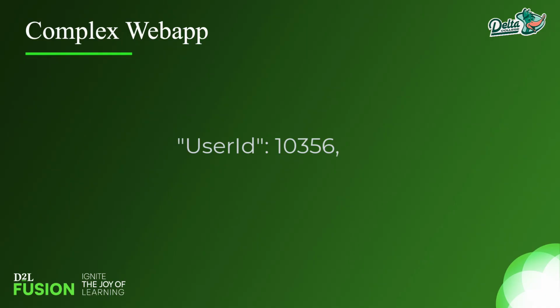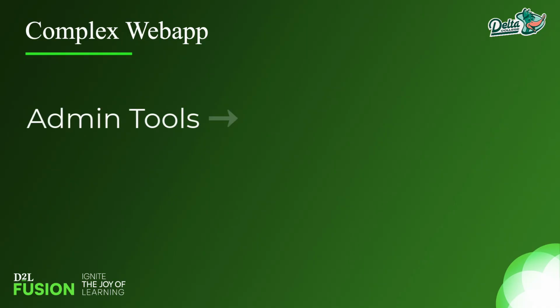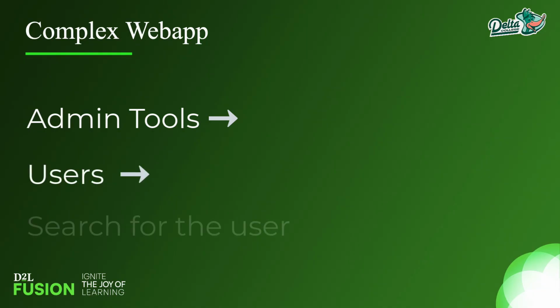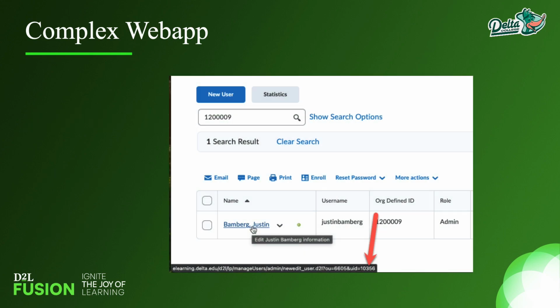The user ID is the number that D2L gives a user in the database. For Delta College, we don't use this number. We primarily use the org-defined ID issued by the college that connects to the student management system. There are 2 ways to grab the user ID number, and the first makes this web app pointless. You could go into Admin Tools, Users, search for a user, and roll your mouse over the name, and you can see it in the URL, but then that defeats the purpose of this web app.